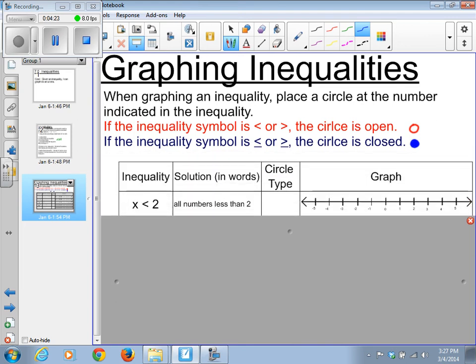So let's start with this first one. So x is less than 2. That is going to be up here in the red. It's going to be the open circle. So we're going to go to 2 right here. And then it's going to be every number that makes that true. So every number less than 2.